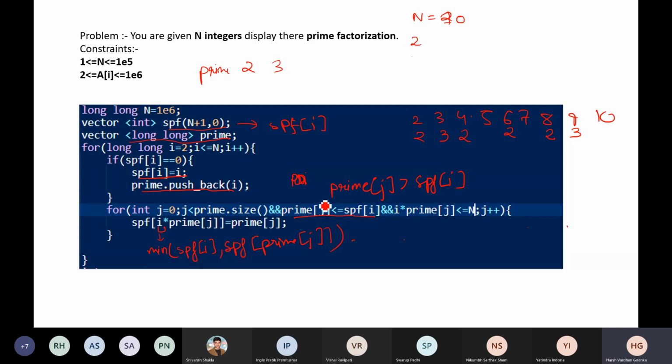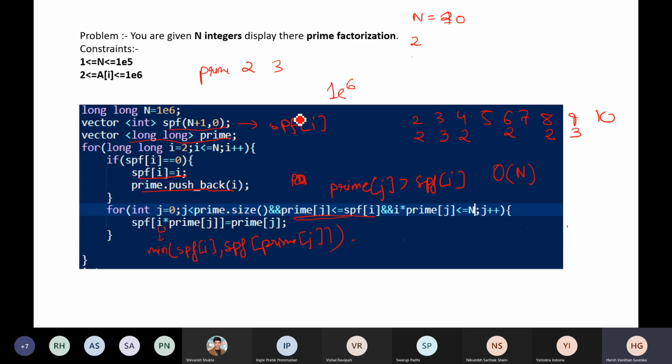The reason we use this condition is that we want each number to be visited at most once. If you give it a dry run for n equal to 20, you will observe that each number is visited exactly once. And the time complexity for this comes out to be O of n, where n is the maximum of A[i], which is 10 to the power 6, so that comes out to be 10 to the power 6 operations.